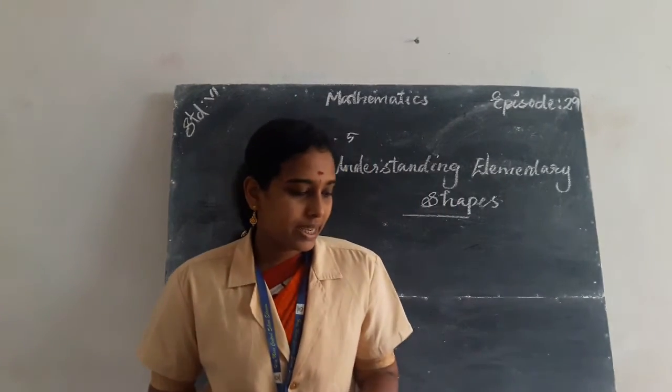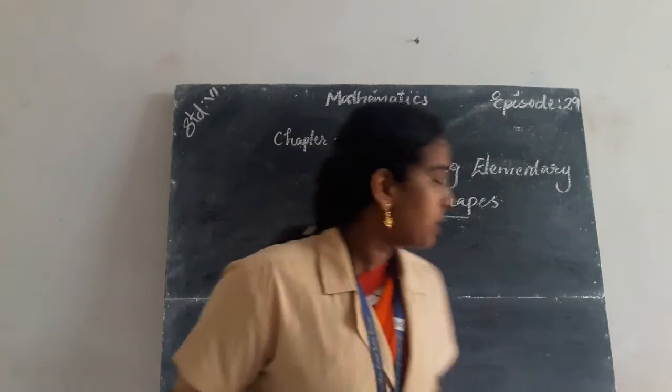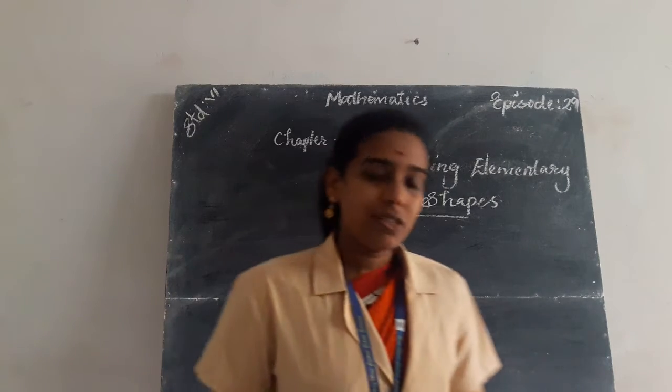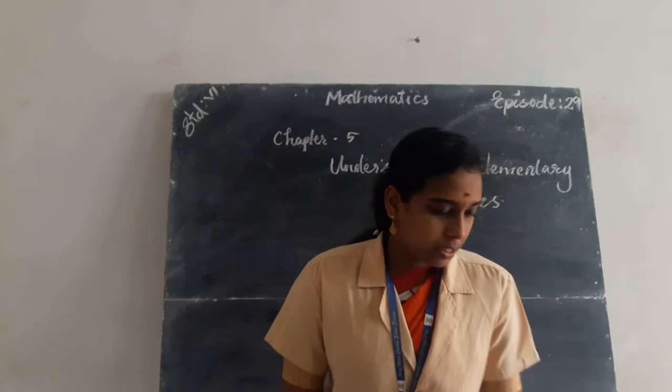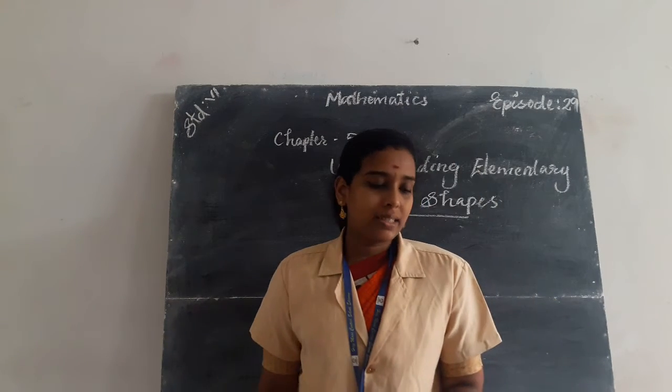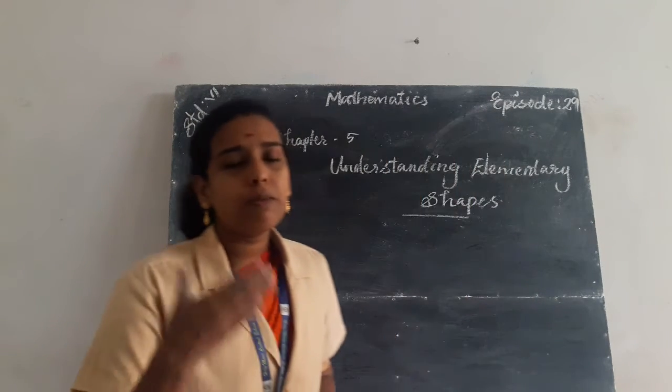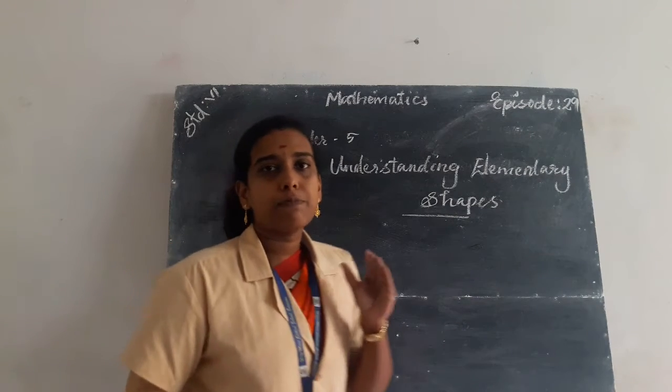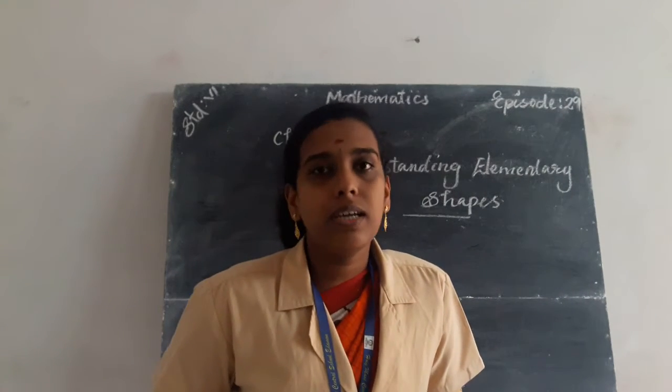So today we are going to study about polygons in our chapter 5, understanding elementary shapes. In your textbook, page number 108, there is about polygons. So what do you mean by polygons? Figures made entirely with line segments are called polygons.